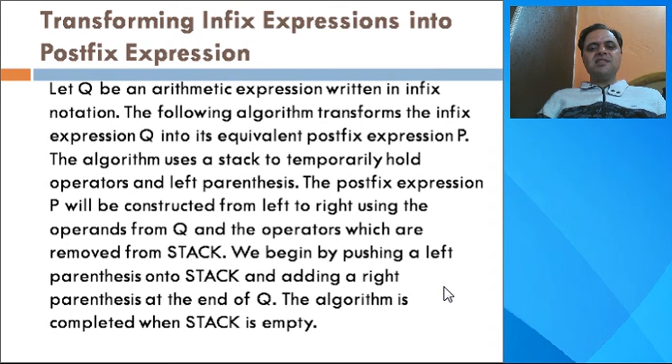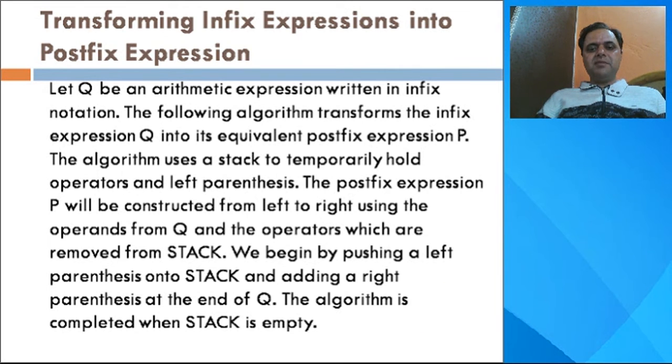The algorithm uses a stack to temporarily hold operators and left parentheses. The postfix expression P will be constructed from left to right using the operands from Q and the operators which are removed from the stack. So we begin by pushing a left parenthesis onto the stack and adding a right parenthesis at the end of Q. This algorithm is completed when the stack is empty.